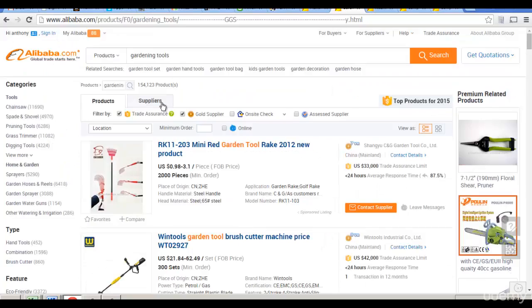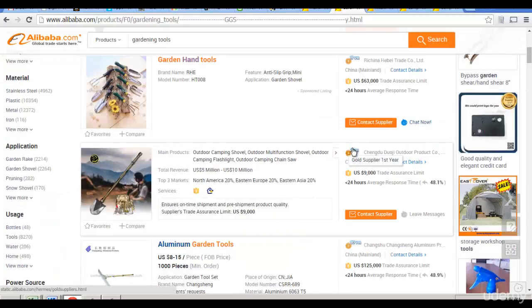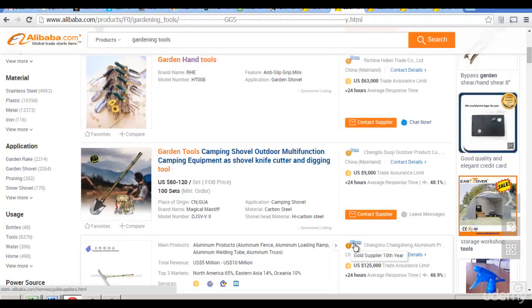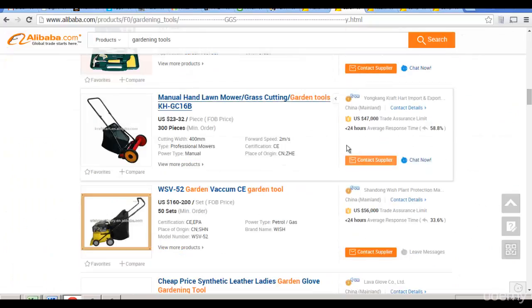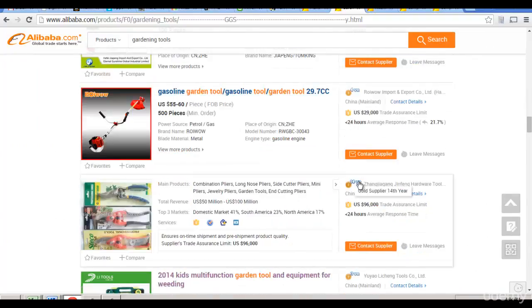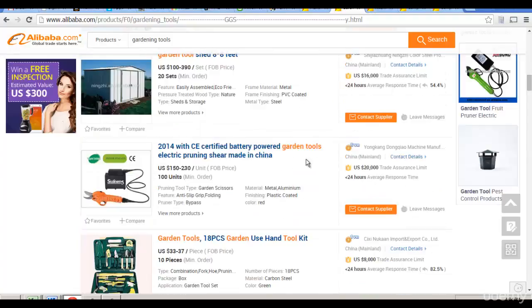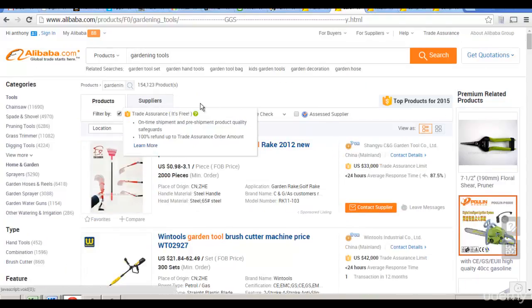And you see here, when I break it down by trade assurance and gold supplier, you tend to see more companies that have more years of gold supplier status here. So as I go down, there's only one with 1 year, but many of them have 7 or more years. Here's one with 10. There's one with 1 again, but many of them have many years as a gold supplier there. So here's one with 14 and so forth, okay? So, having the trade assurance is definitely a big plus.